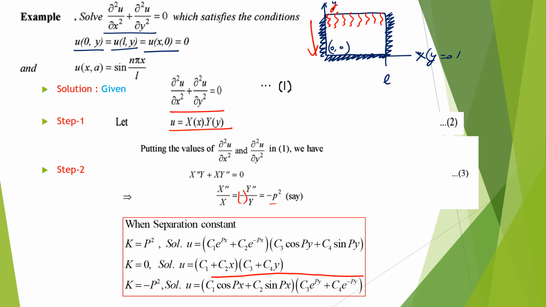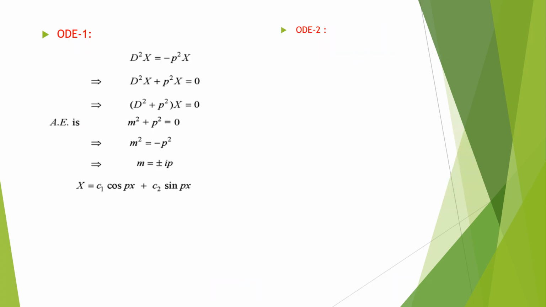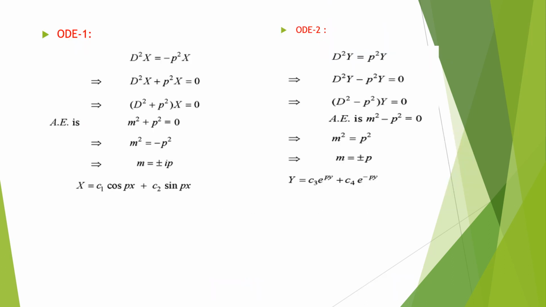And the solution for this we have to consider only for this part, when k is minus p square. So this is the general solution. This is the first solution for the given problem. Now we have to implement the boundary conditions in it. This is the way we calculated the general solution for this.